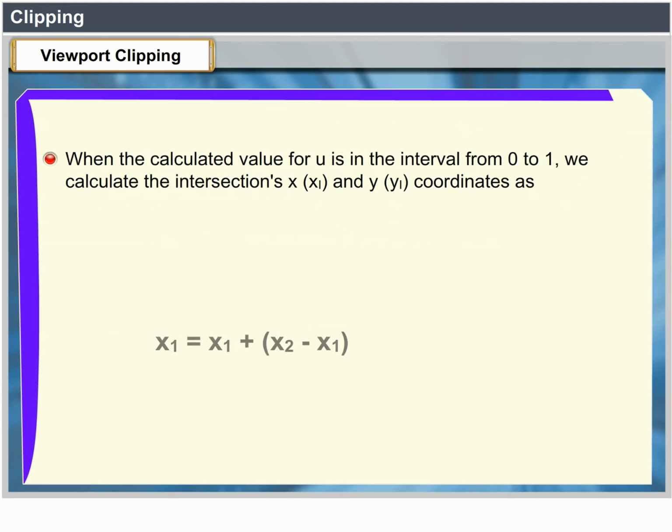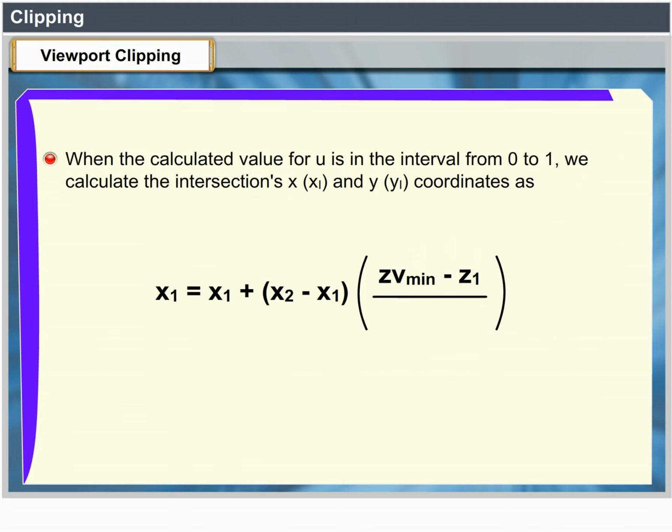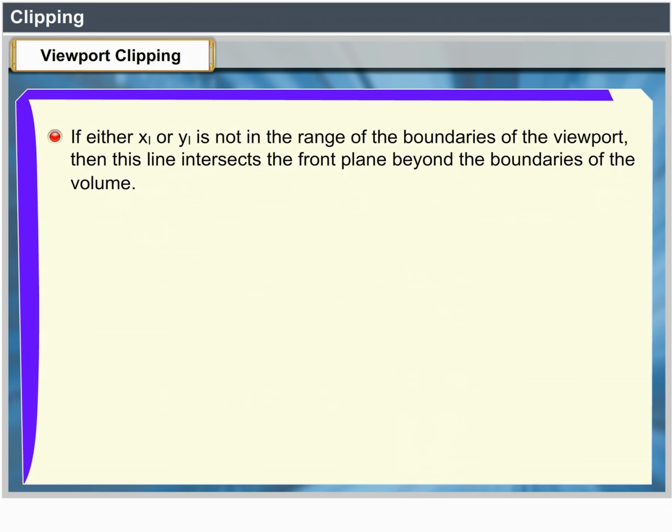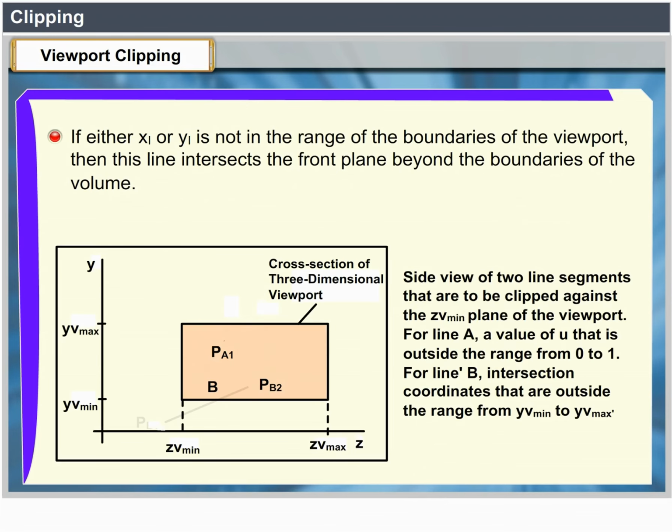If the calculated value for u is in the interval from 0 to 1, we calculate the intersection xi and yi coordinates as xi equals x1 plus (x2 minus x1) times (zv min minus z1) over (z2 minus z1). yi equals y1 plus (y2 minus y1) times (zv min minus z1) over (z2 minus z1). If either xi or yi is not in the range of the boundaries of the viewport, then this line intersects the front plane beyond the boundaries of the volume.